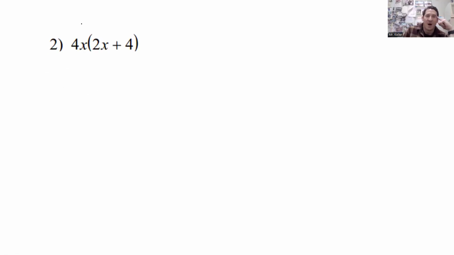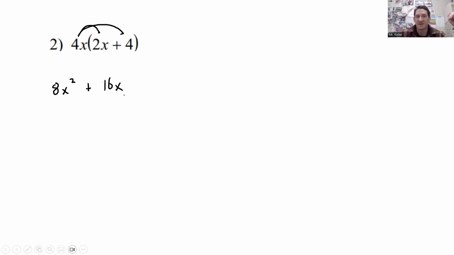So here, make sure when you distribute, you keep track when you're multiplying the x's. So 4x times 2x. So 4 times 2 is 8. X times x is x squared. So 8x squared. 4x times 4 is 16. So 4 times 4 is 16. And then we have the x from there. So 16x squared. And that's it.